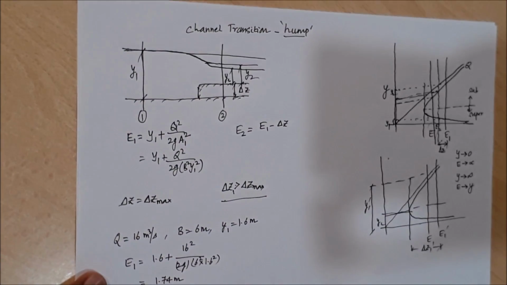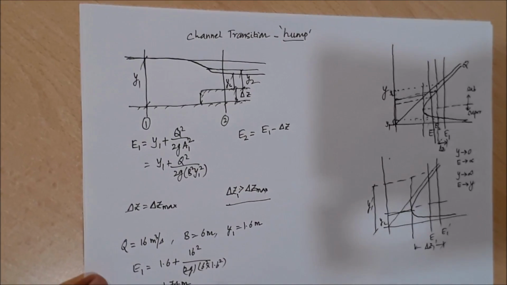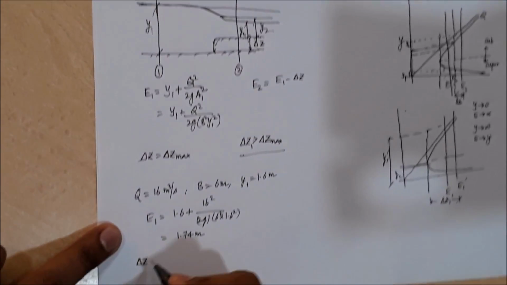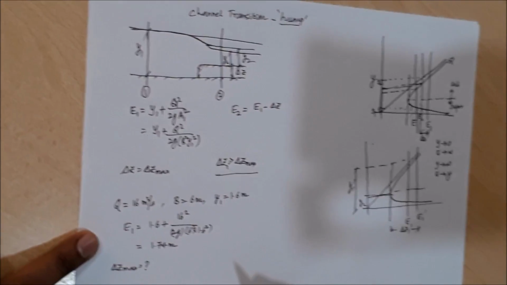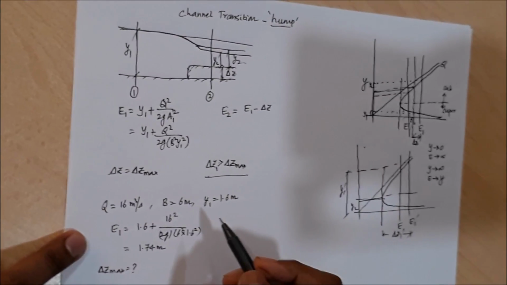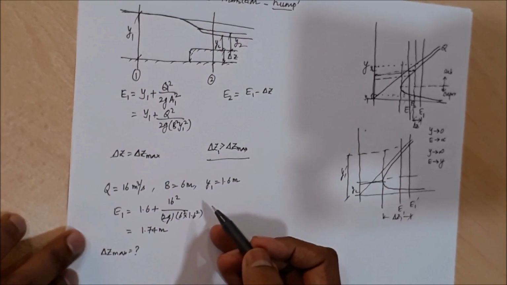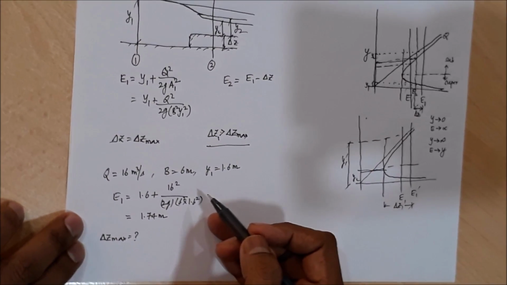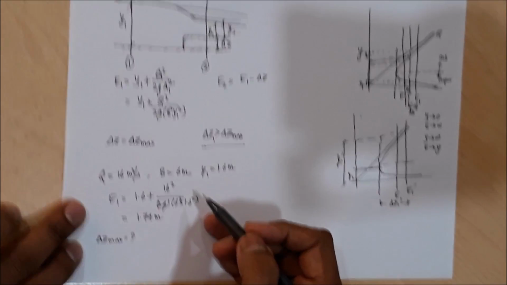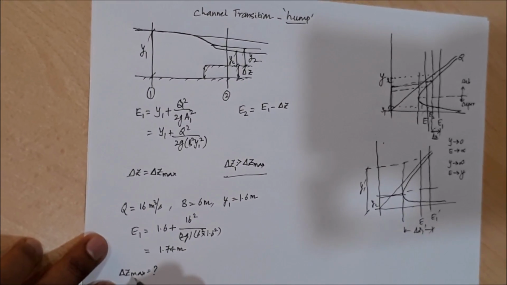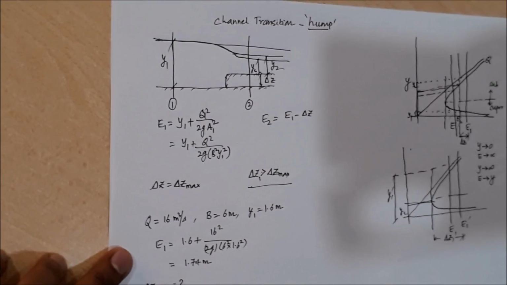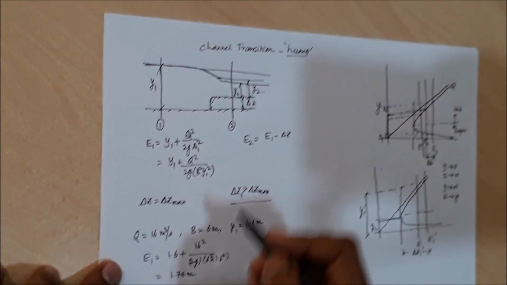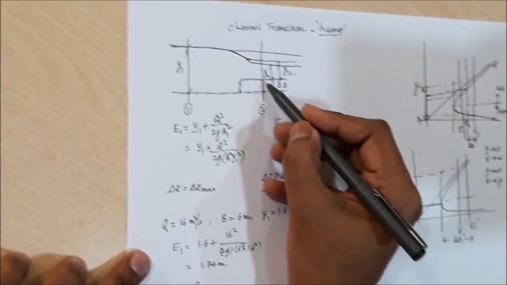Okay, now the question is, what should be the maximum hump height such that there is no change in the upstream depth? Okay, there is no change in the upstream depth. So that means till the time delta Z reaches Z maximum, there will be no change in the upstream depth. So we have to find what is the Z maximum. So this will occur when the second section has a critical depth.